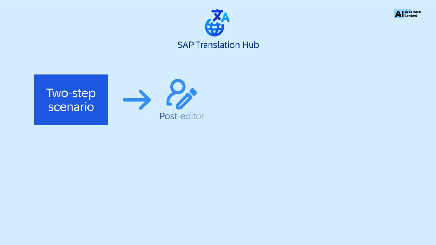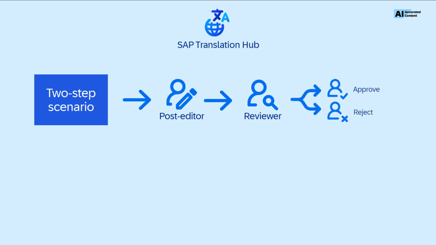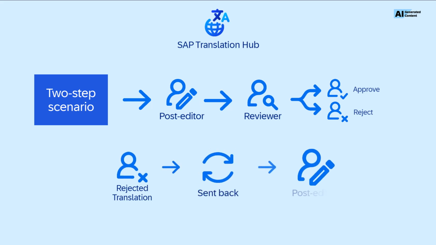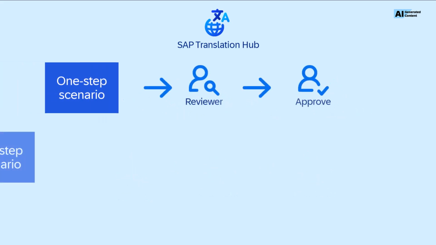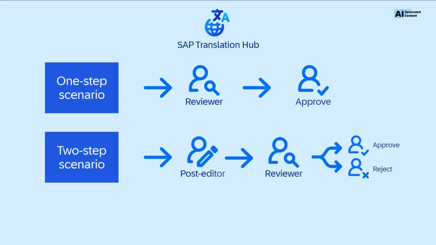First, a linguistic expert post-edits the translations. This step ensures linguistic accuracy and fluency. Next, a subject matter expert reviews the post-edited translations. They approve or reject the work based on content accuracy. Rejected translations are sent back for another round of post-editing, ensuring high-quality results. In summary, choose the one-step process for simplicity or the two-step process for thoroughness. Both ensure your translations meet your needs.